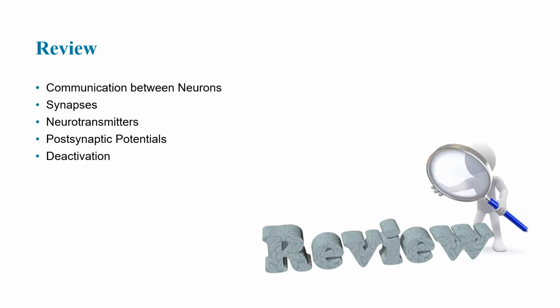So in conclusion, we talked about communication between neurons. We talked about synapses and the synaptic gap or the synaptic cleft. We talked about neurotransmitters. We'll talk more about those later. We talked about postsynaptic potentials and excitation and inhibition, and we talked about deactivation.